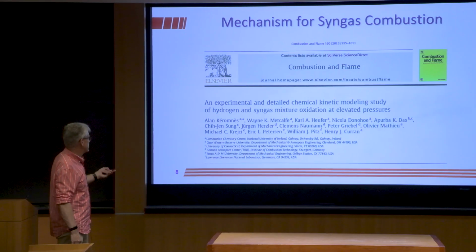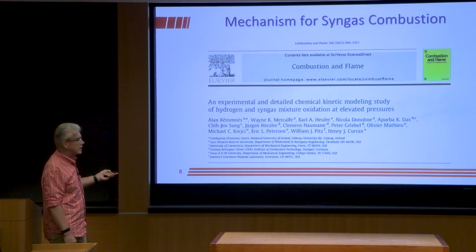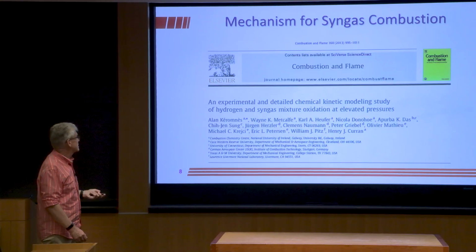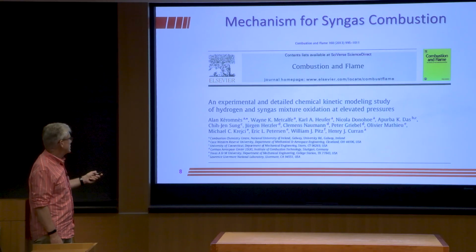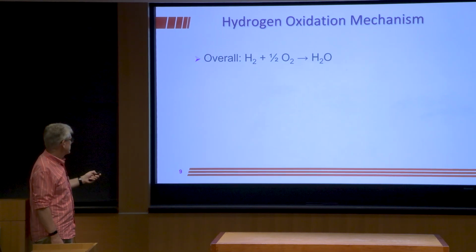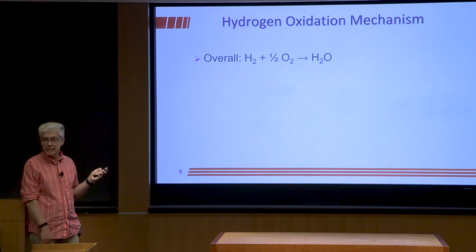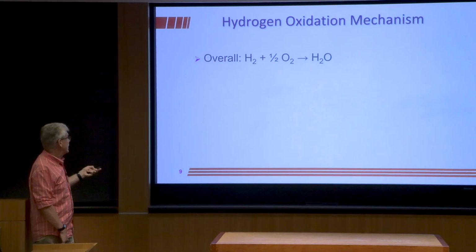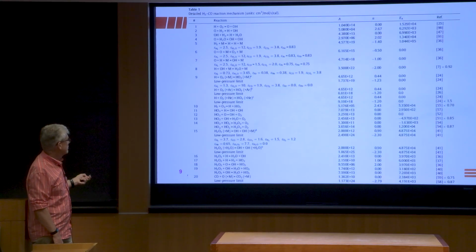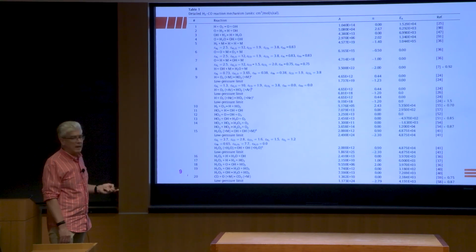This is a paper on hydrogen and CO, which we call syngas, and we published this work for hydrogen and syngas back in 2013. Overall, the hydrogen mechanism can be written in one step as H2 plus a half O2 giving H2O. But the actual mechanism that was published in that paper has 20 reactions, but it's actually a bit more because some of these are duplicates, and it's quite complicated.